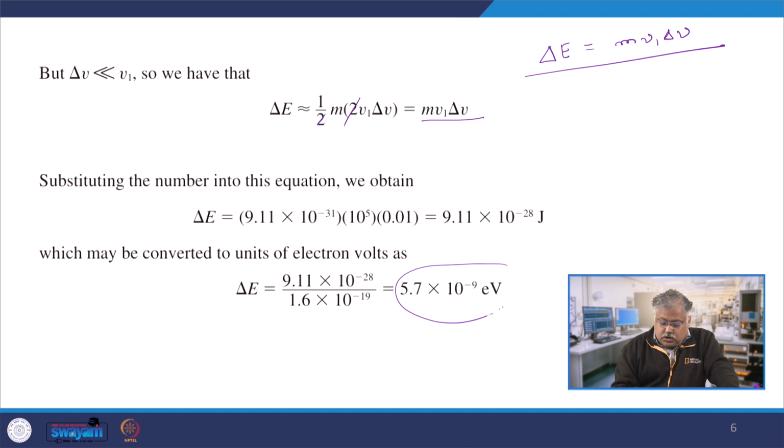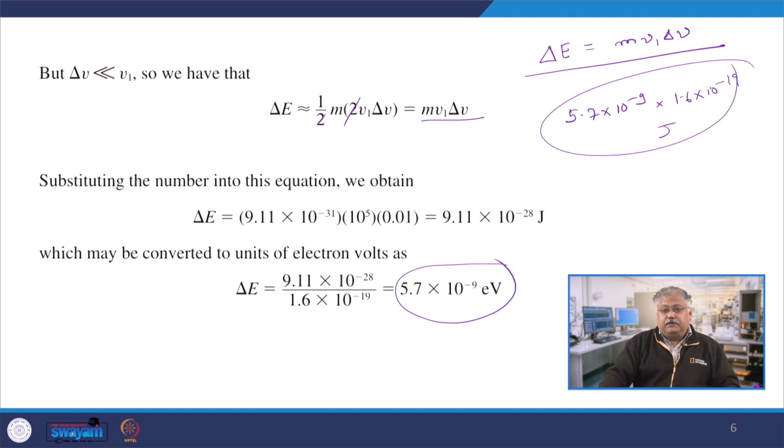equal to 5.6 into 10 to the power minus 9, which means that if there is a 1 centimeter per second change in the absolute velocity of the electron, the change in the kinetic energy will be 5.7 into 10 to the power minus 9 electron volt. If you want to convert into joules, you multiply this 5.7 into 10 to the power minus 9 by 1.6 into 10 to the power minus 19 joules. So you see it's a very small quantity which you get, on the order of 10 to the power minus 28 joules.